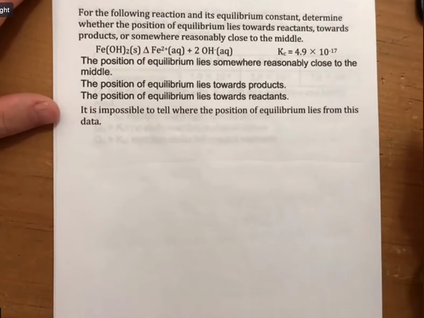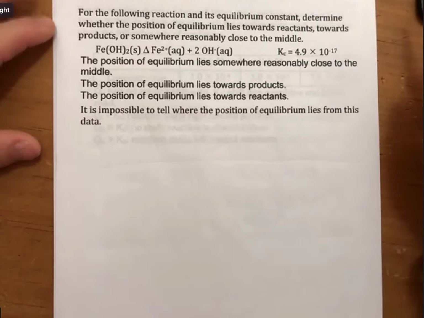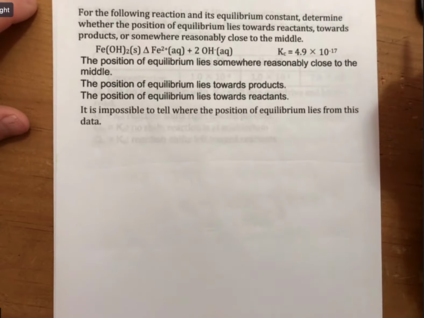This is problem number 4. It says, for the following reaction and its equilibrium constant, determine whether the position of equilibrium lies towards reactants, towards products, or somewhere reasonably close to the middle.